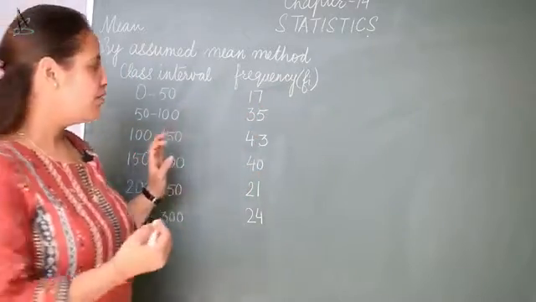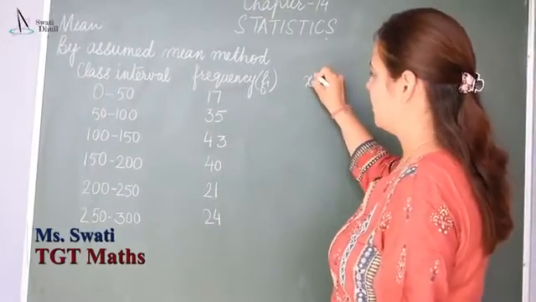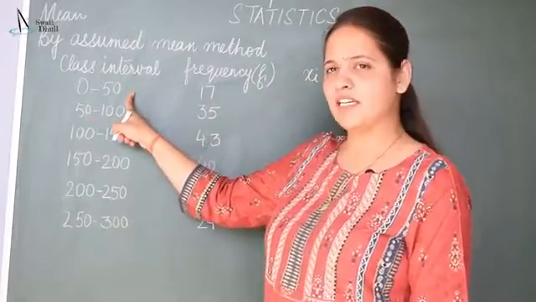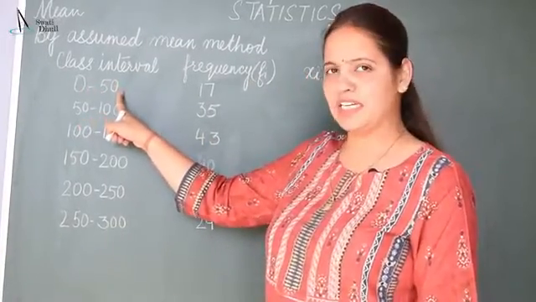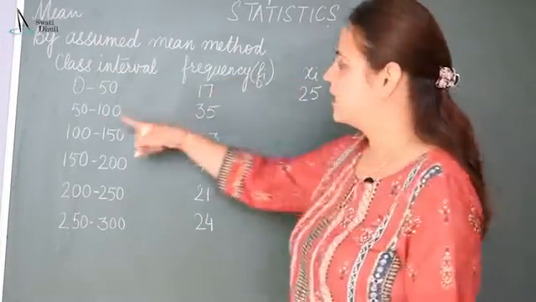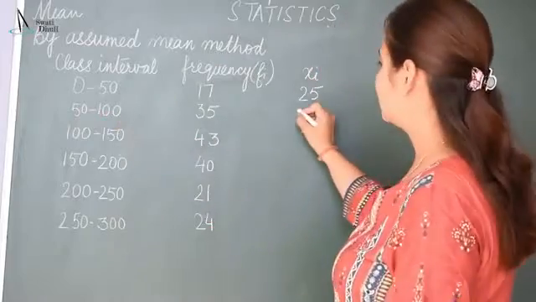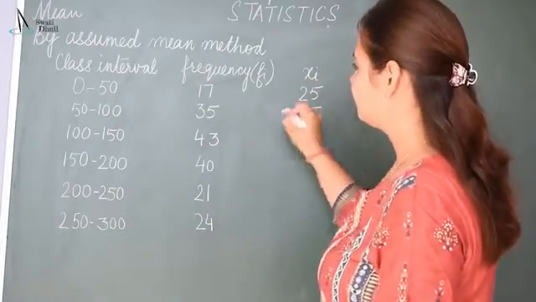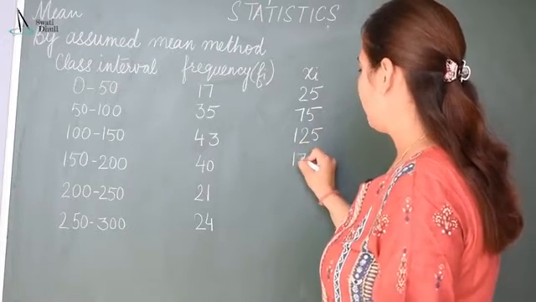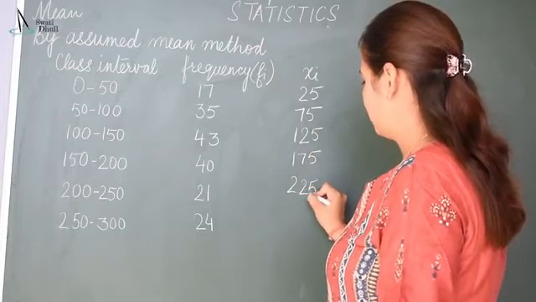So we can find out the value of xi from here, that is lower limit plus upper limit divided by 2. So 0 plus 50 divided by 2, I will get here as 25. Similarly, 50 plus 100 is 150, divided by 2 is 75. Then similarly you can find it for every class interval, the value of class mark.